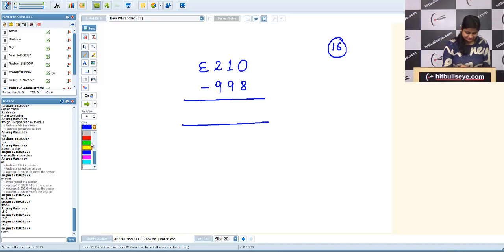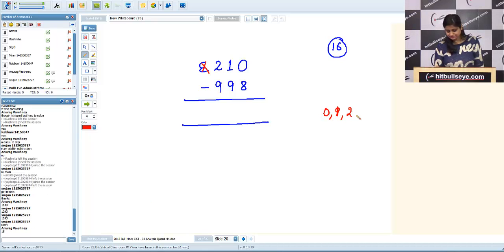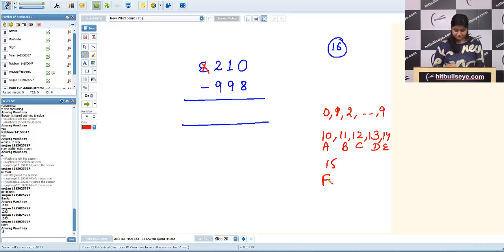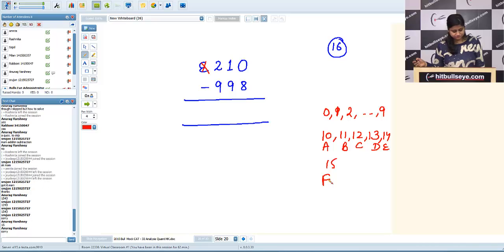Now let us see. Instead of this E, what will I write? In base 16, we can use digits up to 9, but for more than 9, we will use the alphabetical equivalent. So what do you mean by E here? That is 14. Anurag, this is not 15, this is 14. Clear? So instead of this E, I will write 14 here.